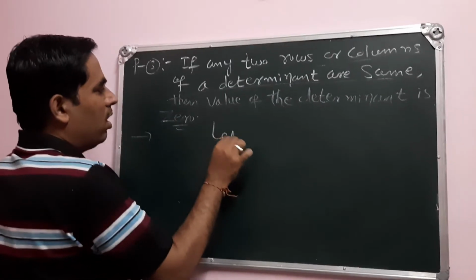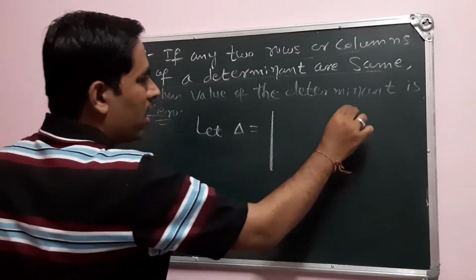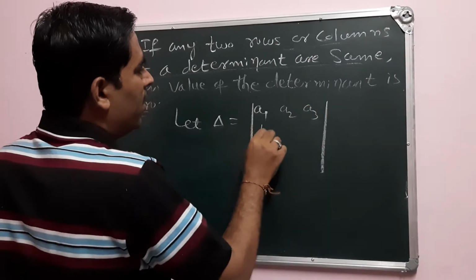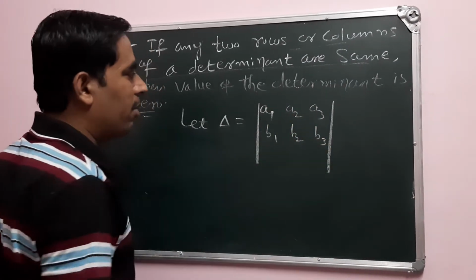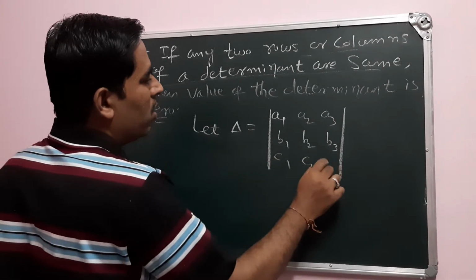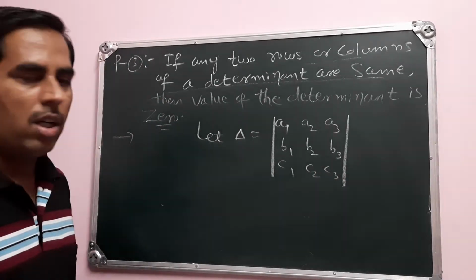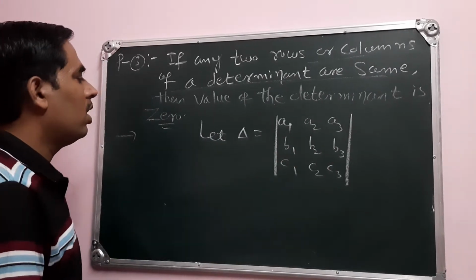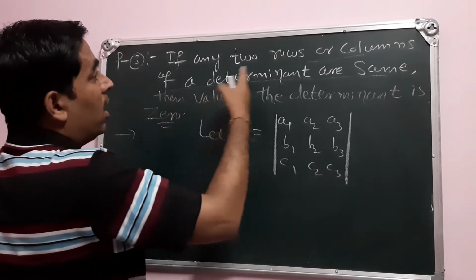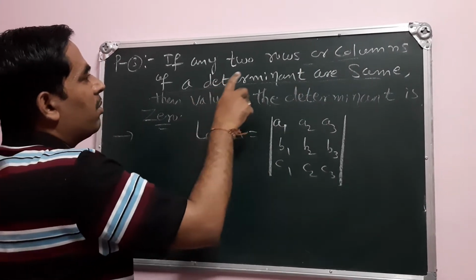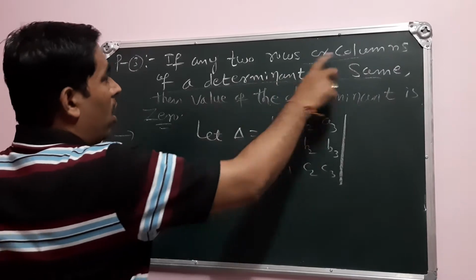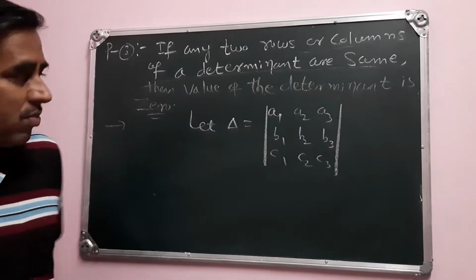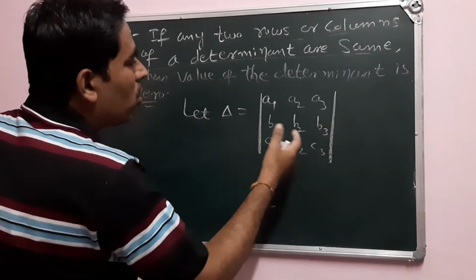As usual, let us consider the determinant here. So a1, a2, a3, b1, b2, b3, then c1, c2, c3. This is the general determinant. So I have considered the elements as a1, a2, a3, b1, b2, b3, c1, c2, c3. See here, what does the property say? In a determinant, if any two rows or columns are same. So here, we can make any two rows or columns same.